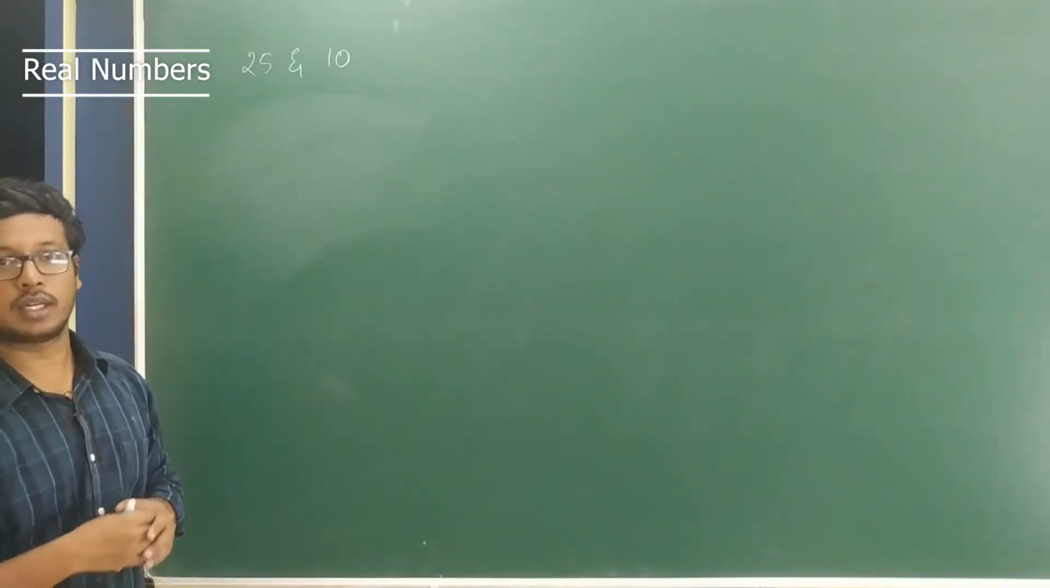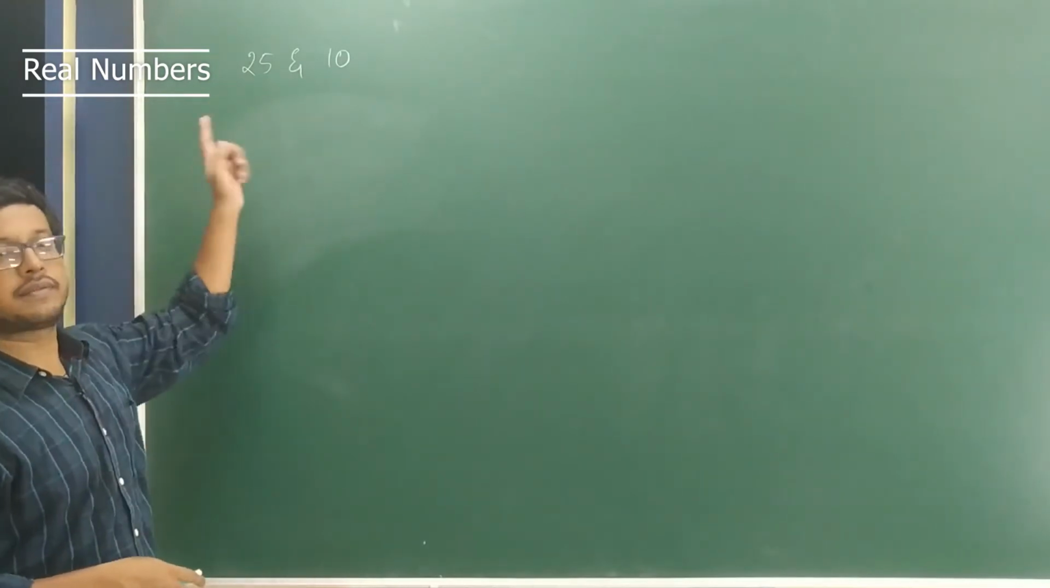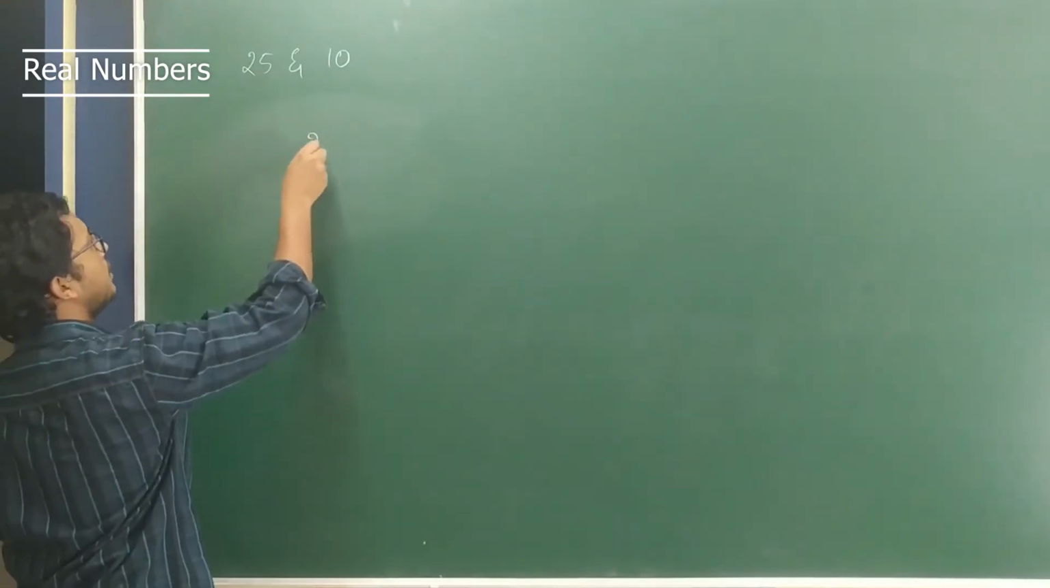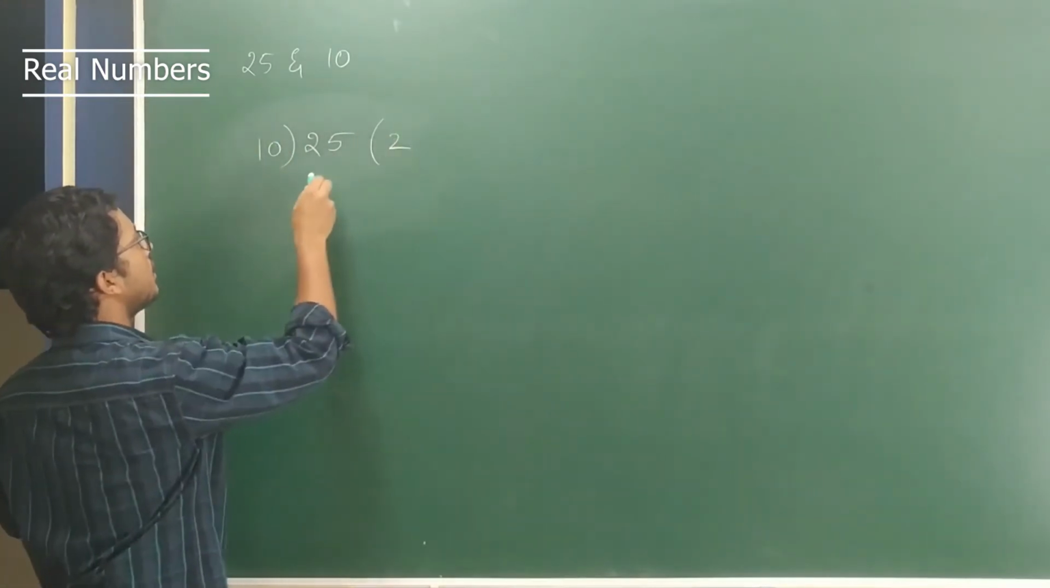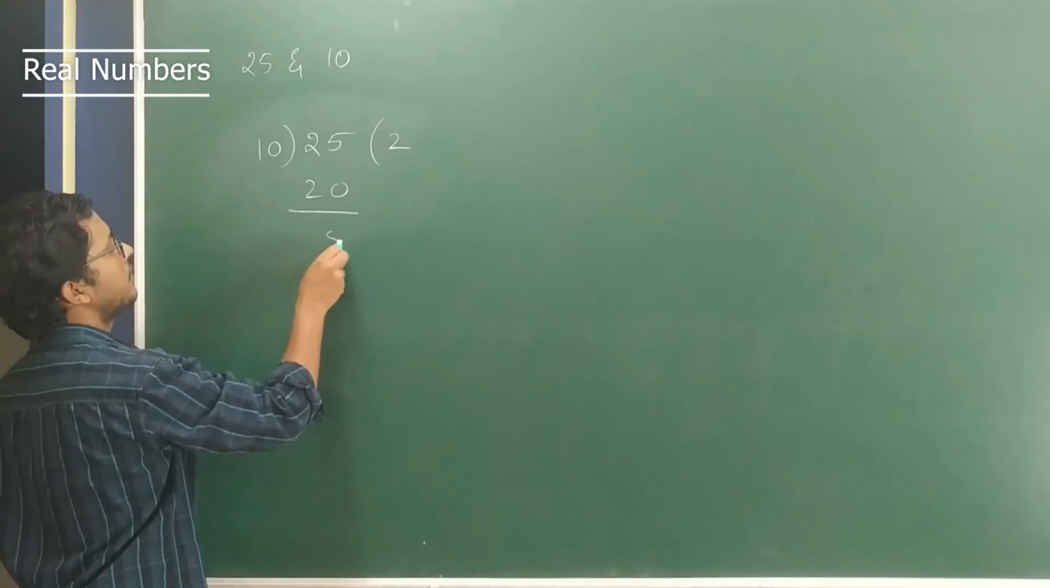Alright. So let's do the same thing, but we will not write all the steps. But in exam, you are supposed to write the steps. So let's see this one. 25 and 10. We'll express 25 in terms of 10. So we'll write it like this. So 25 you divide by 10. So 10 2s are 20 and 5 remain.